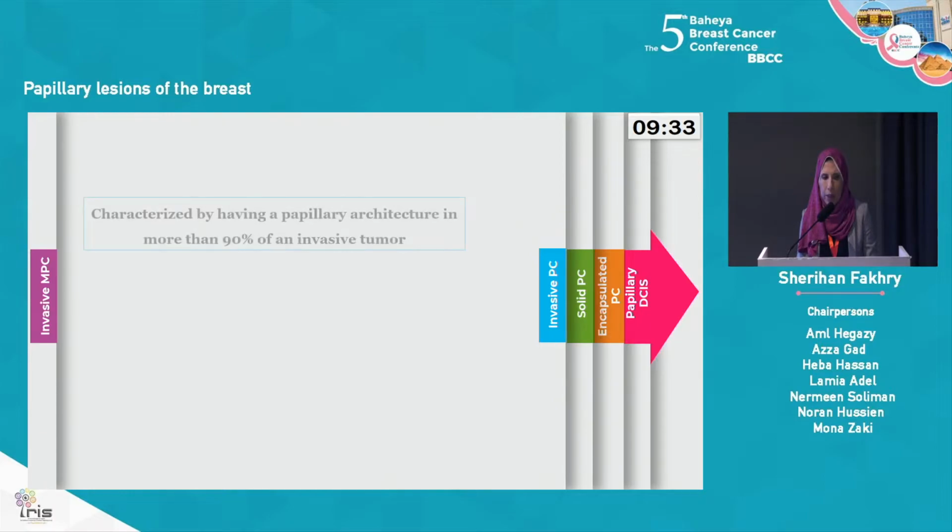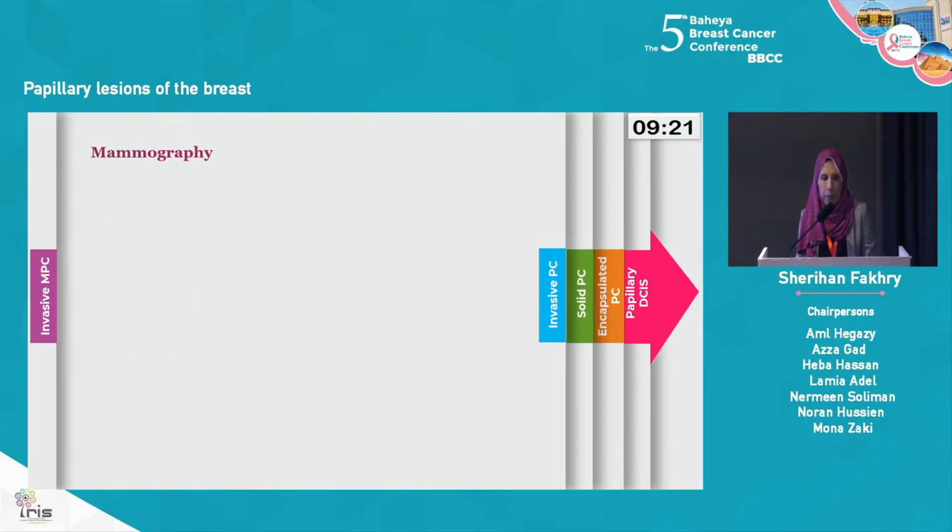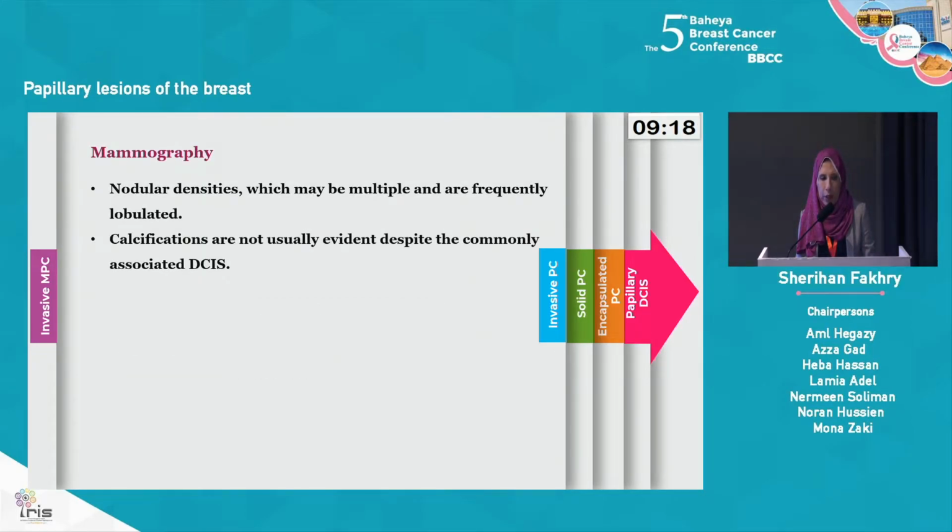Concerning invasive papillary carcinoma, they are characterized by having papillary architecture in more than 90% of the invasive tumor. They have a better prognosis with less axillary nodal involvement than do other forms of ductal carcinoma. By mammography, they may appear as nodular densities, which may be multiple, and calcifications are not usually evident. By ultrasound, they are hypoechoic and irregular.